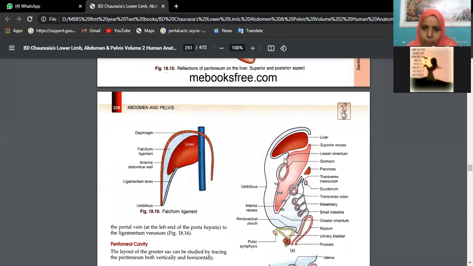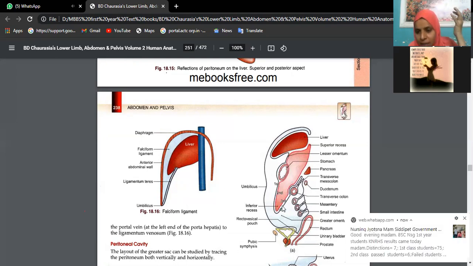Now, the area in front of the lesser omentum and greater omentum is called the greater sac. And the area behind the lesser omentum and greater omentum, whatever has been shown in pink color, is the lesser sac. The area behind the lesser omentum, stomach and greater omentum, this whole area shown in pink color is nothing but the lesser sac.